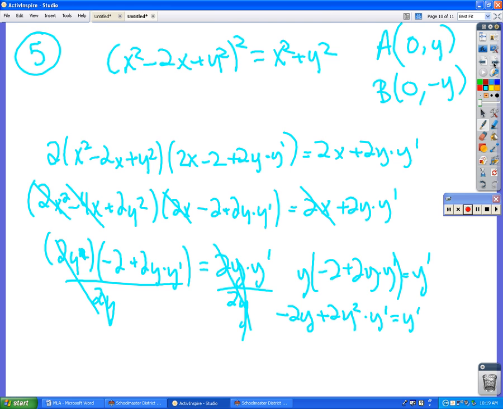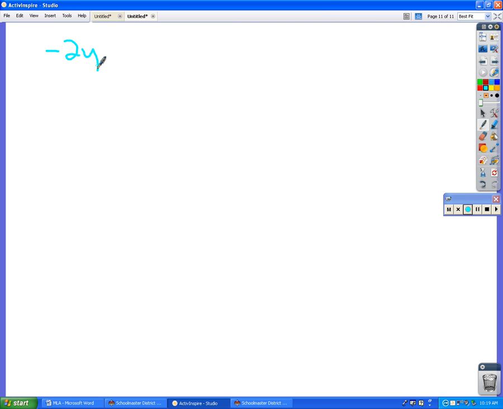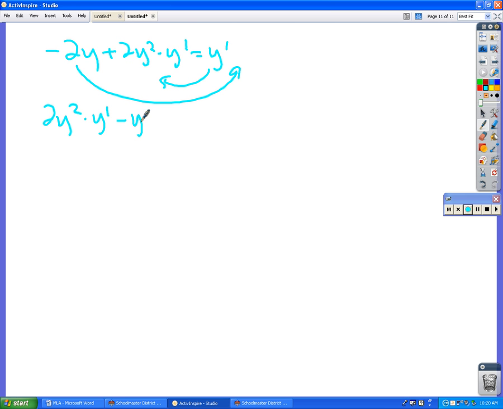Let me say that again. Negative 2y plus 2y squared y prime equals what? Okay, so how do I solve that for y prime? Add 2y first, and then subtract. So I'm going to get the y prime over here, and the minus 2y over there. So all the y primes on the left, all the non-y primes on the right. So divide by 2y squared. No, not divide by 2y squared, I have to factor out the y prime.